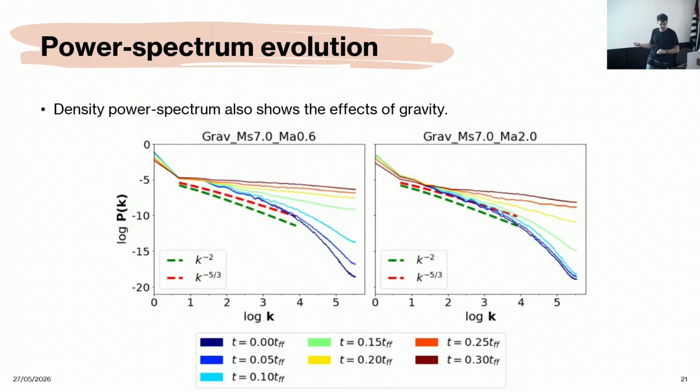Another interesting thing that we can look at is the density power spectrum, and it begins with k to the minus 5/3. So at the beginning it follows more or less the Kolmogorov, but as it collapses, the contribution of these dense regions starts to flatten out, because we have this concentration of mass, so we definitely have gravity working in these dense regions.